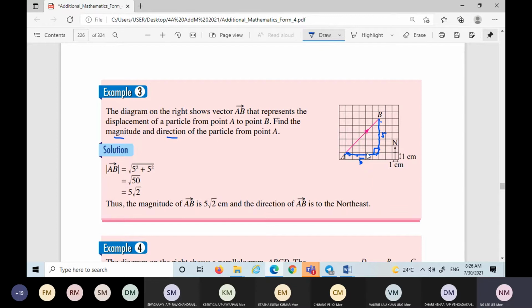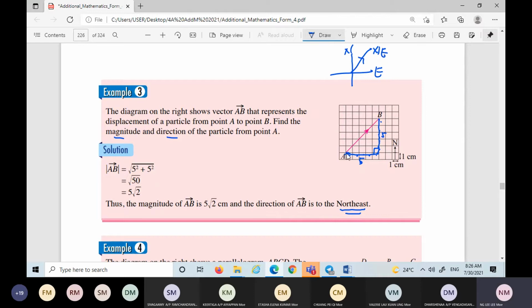Okay, if the horizontal distance and the vertical distance are the same, then you can use the 8 main directions. Here you see they write the answer as northeast. Just now, this is north and this is east, pointing this way. So this is northeast.